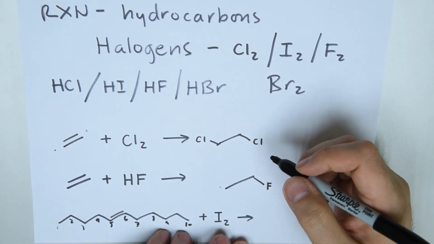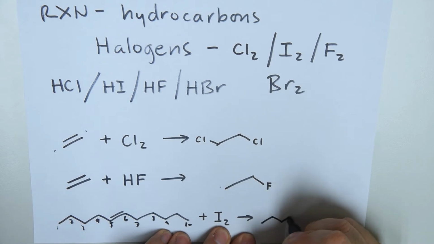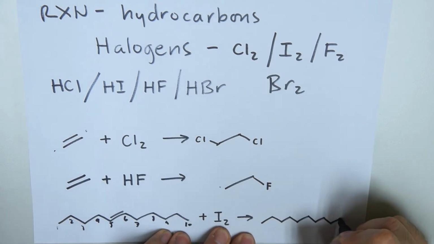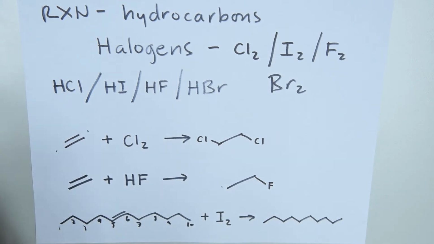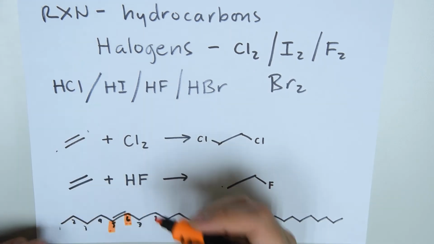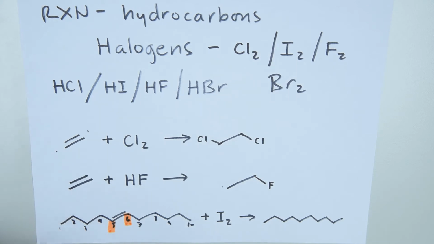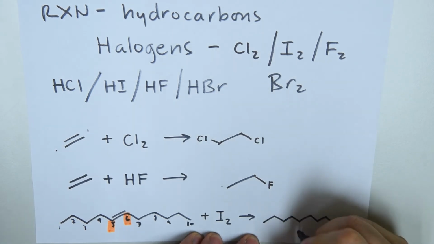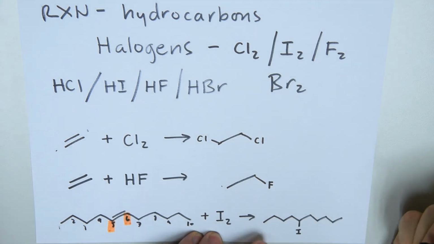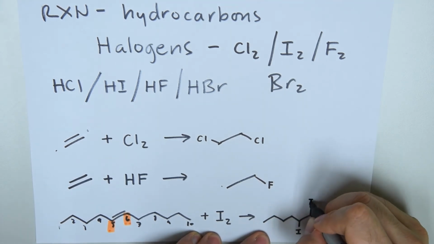So I draw my molecule again with 10 carbons. 1, 2, 3, 4, 5, 6, 7, 8, 9, 10. And I know that the iodine is going to go on carbon 5 and carbon 6, which is where I originally had my double bond. So I count 1, 2, 3, 4, 5. One of the iodine atoms here, and at 6 we draw the other iodine.